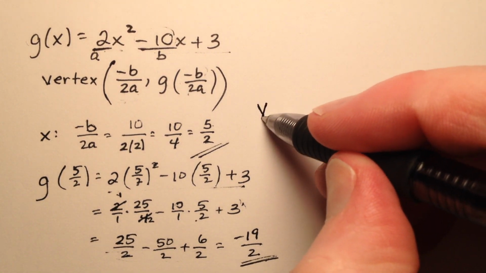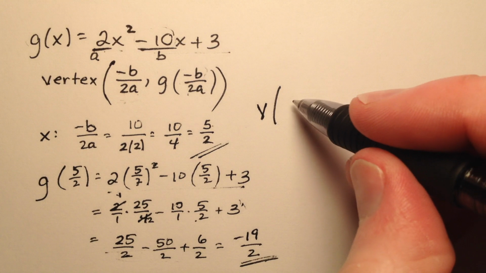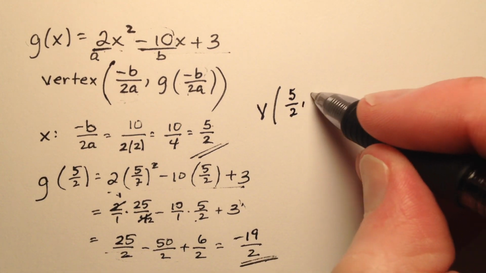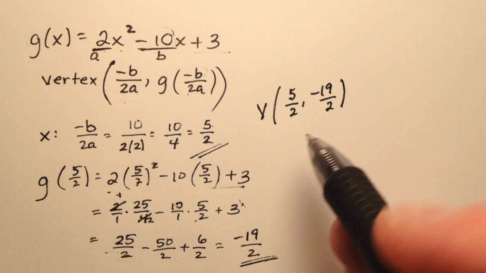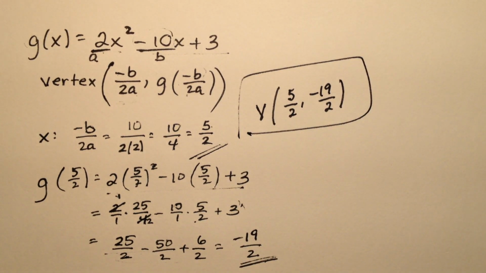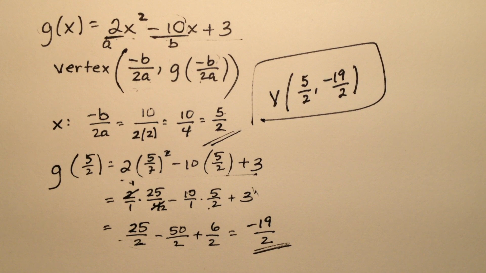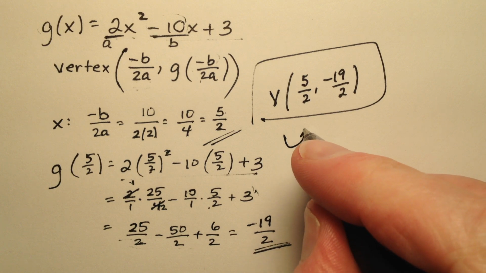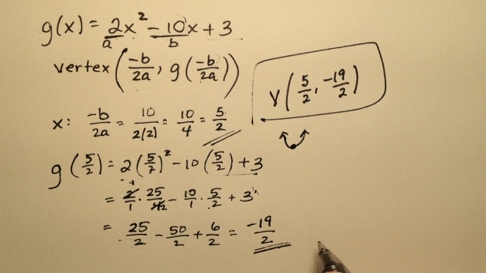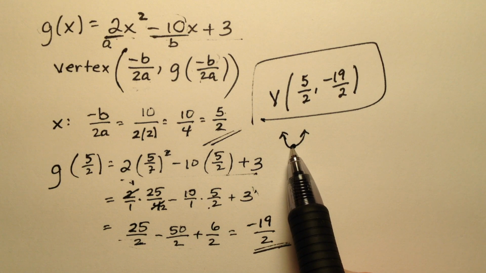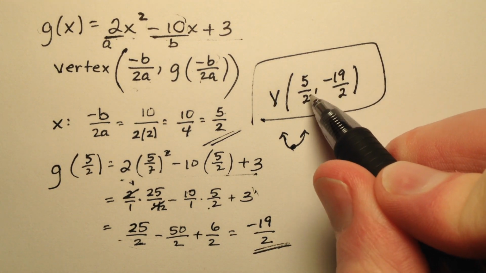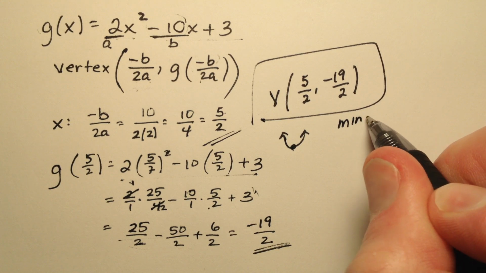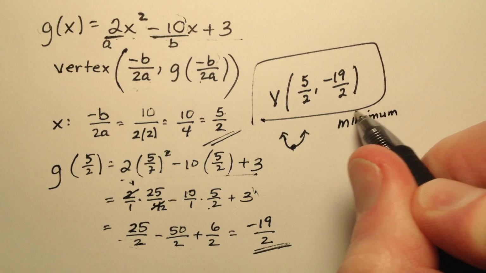So that means my vertex for this function here is going to be 5/2, negative 19/2. Okay, so is this vertex going to be a maximum or a minimum for my function? Well, I look at my leading coefficient, and my leading coefficient is positive, so I know that my parabola, when it's graphed, is going to open up, and this vertex here is going to be a minimum value. So I know my vertex, which was 5/2, negative 19/2, is going to be a minimum value for my function g.